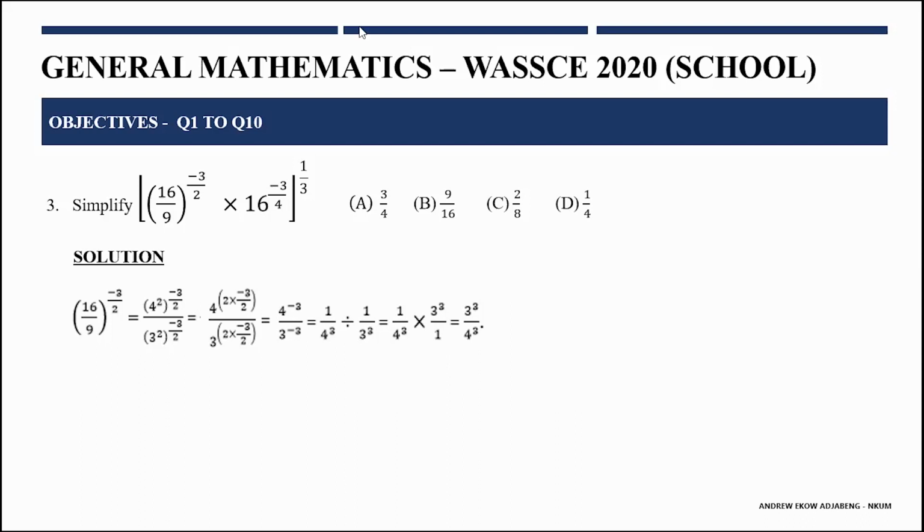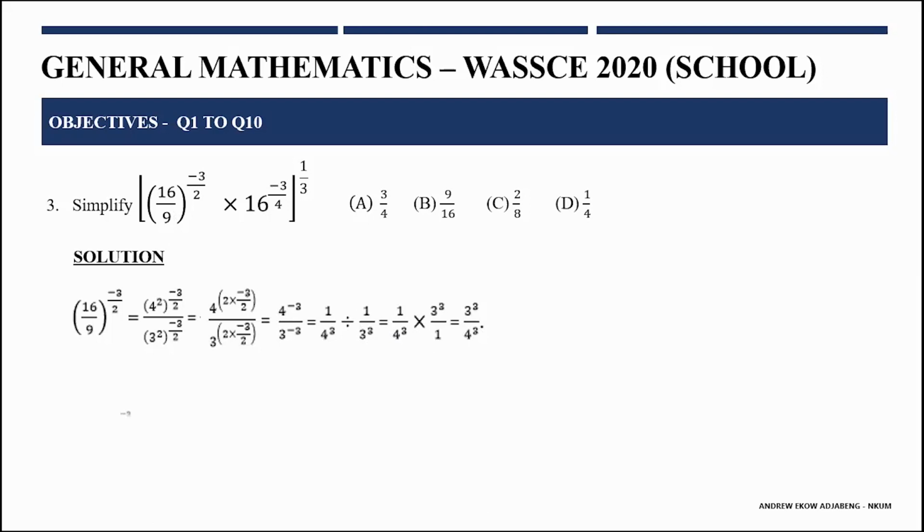What is happening here is that because it's division, it was reciprocated. And then when it was reciprocated, the denominator of the second term went up and the numerator of that same fraction came down. And so now our final answer for the first term, that is the fraction 16 over 9, all in brackets with the power negative 3 over 2.